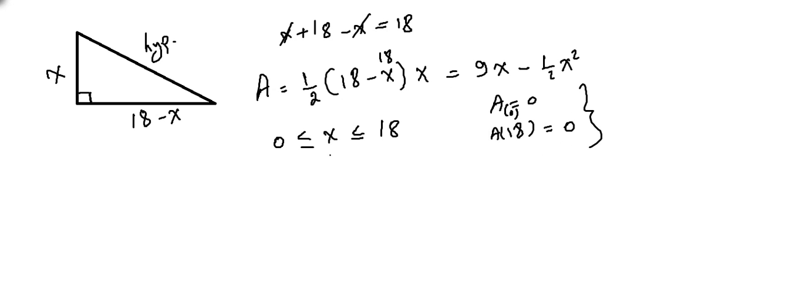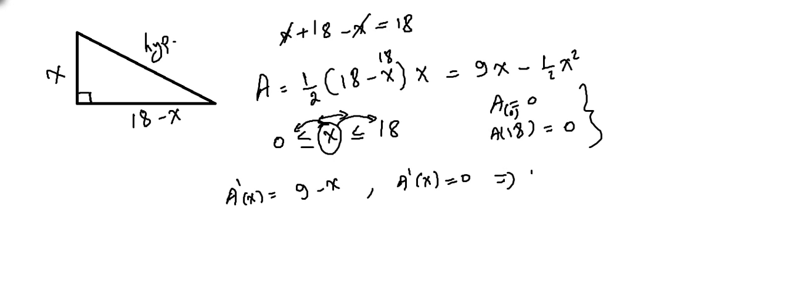So in this case, x should be a value. If we take it 0, that will not work. If we take it 18, that will not work. And this will be a value between 0 and 18. And to do so, we should find the derivative of this area. That is equal to 9 minus x, right? When the derivative is equal to 0, this means 9 minus x is equal to 0. That gives me that x is equal to 9.